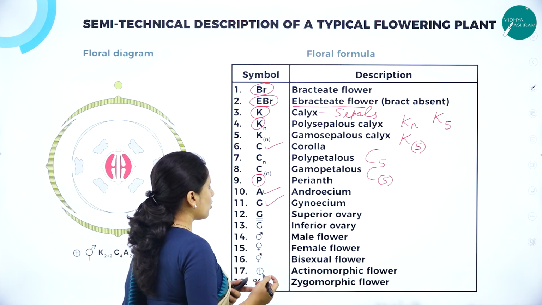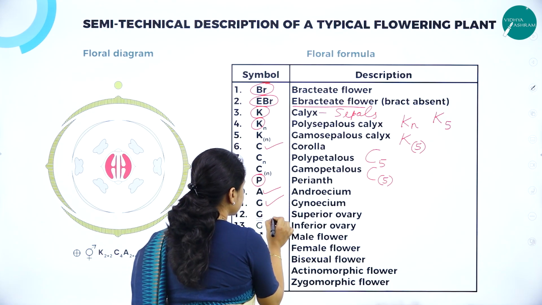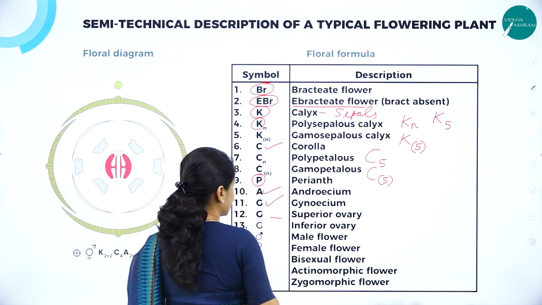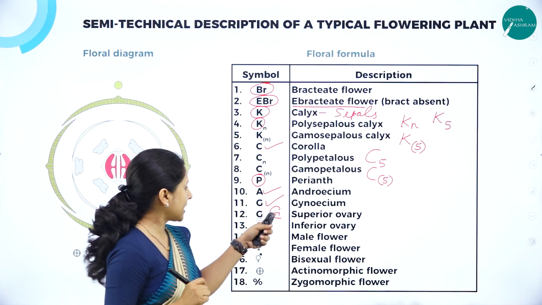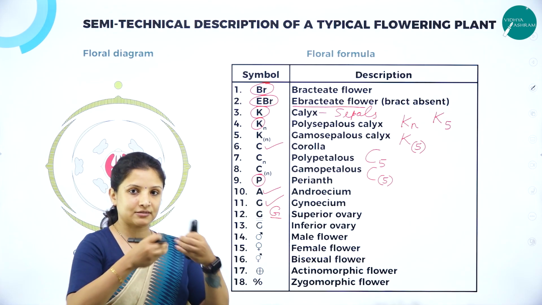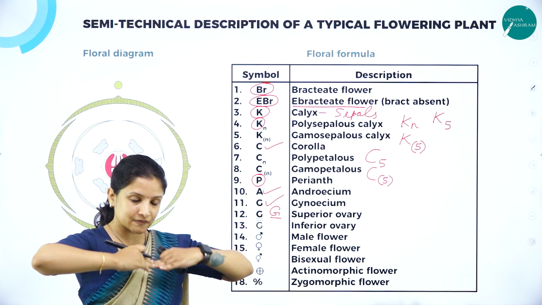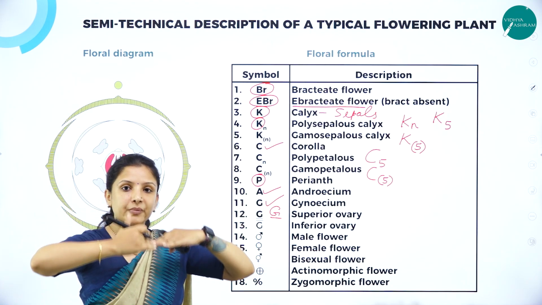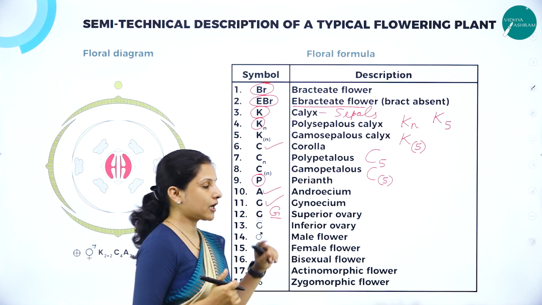If it is a superior ovary, it is at the top and all the others. So, this line that is there, it is written like this, one line, and on top of it, we write G. So, the line depicts the sepals, the petals and the stamens, meaning the sepals, petals and the stamens all arise from the base of the gynoecium or the base of the ovary. Therefore, it is a superior ovary or a hypogynous ovary.